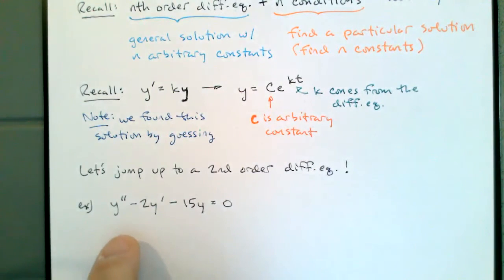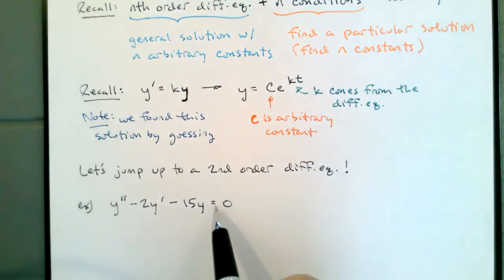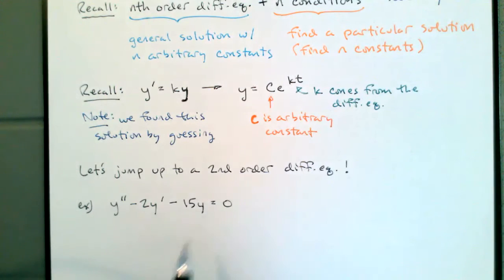So here's a second order, because the second derivative is the biggest derivative. It's linear because the y double prime, the y prime, and the y are all to the first power. Homogeneous because it's all equal to 0. There's no extra function of x out here. It's ordinary because these are all ordinary derivatives. It's a differential equation because there's derivatives and they're an equation, and there are constant coefficients, 1, -2, and -15. So this fits that description.